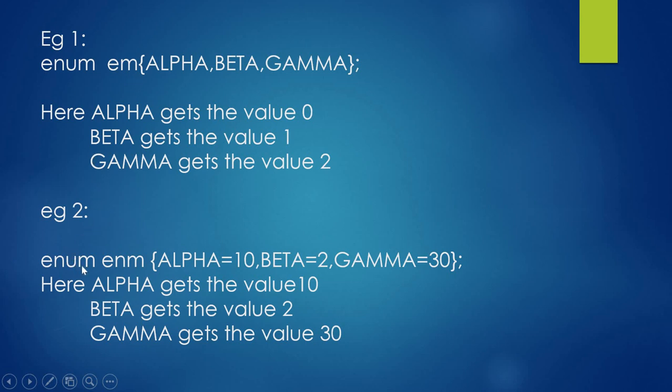Then the second one, enum. Here we are defining some specific values for this list. Alpha equal to 10, comma, beta equal to 20, comma, gamma equal to 30. Here alpha gets the value 10, beta gets the value 20 and gamma gets the value 30.